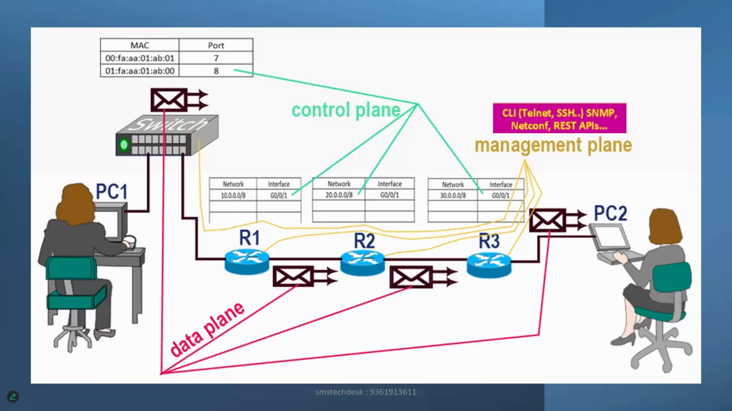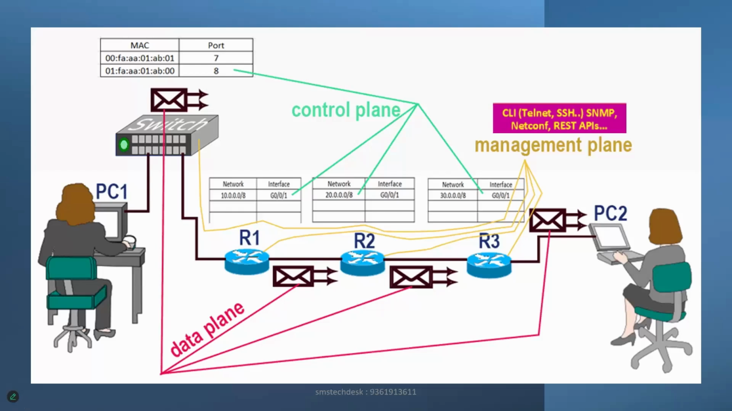Data plane does only one job: receive packet and forward packet. It won't work on the route part or MAC address part. It just looks at an existing table and forwards traffic at high speed. Always, data plane equals real traffic flow.